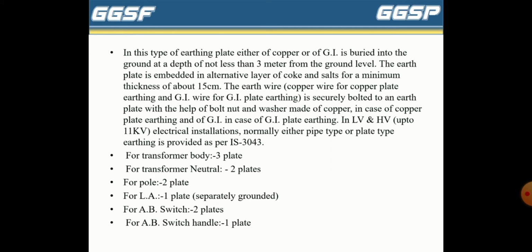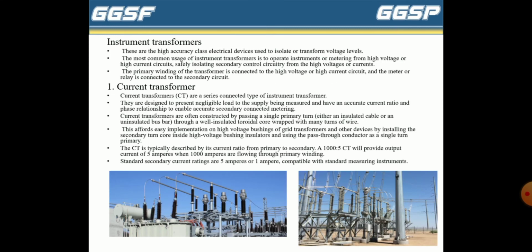The earth wire, copper wire for the copper plate earthing and GI wire for GI plate earthing, is securely bolted to the earth plate with the help of a bolt, nut and washer made of copper. For the transformer body, 3 plates; for the transformer neutral, 2 plates; for the pole, 2 plates; for the LA, 1 plate; separately grounded for the EB switch, 2 plates; for the EB switch handle, 1 plate.